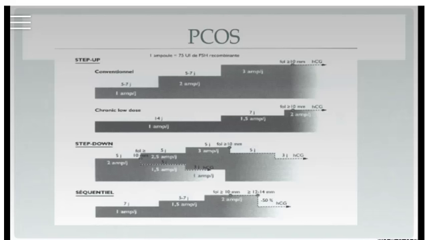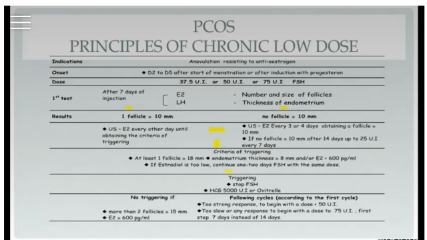In France, we usually use the chronic low dose. Like the step-up, it consists in taking time to stimulate, even if we take a follicle. And it's possible to do it in 1 month, but to be sure of having only one follicle, it is necessary to be patient.